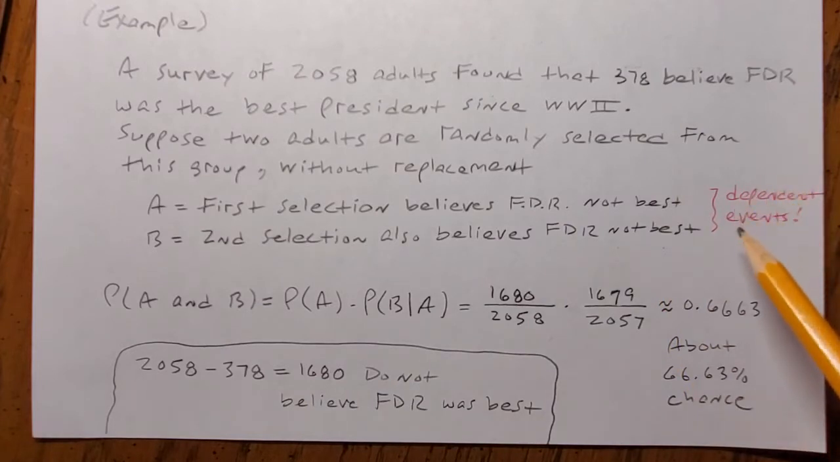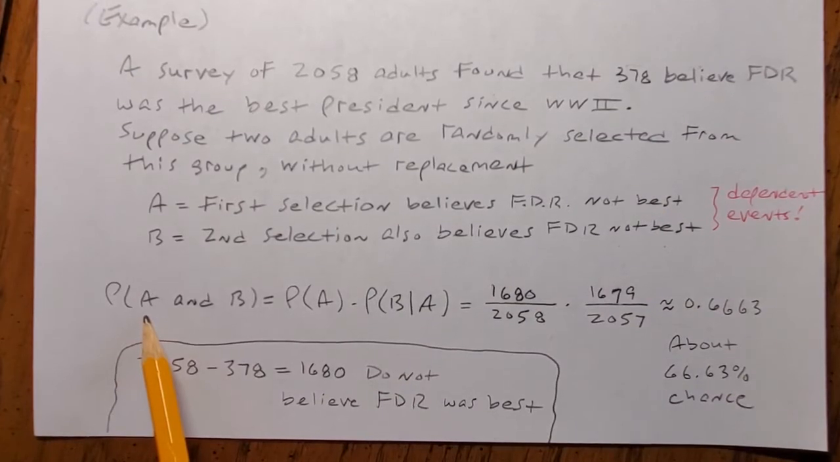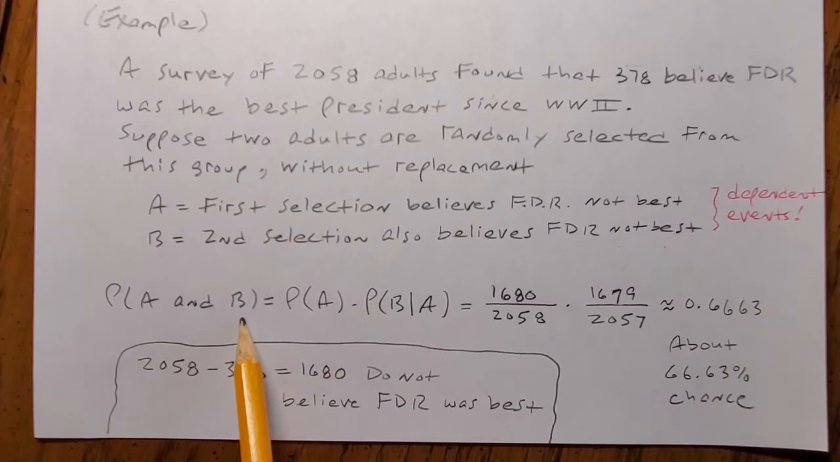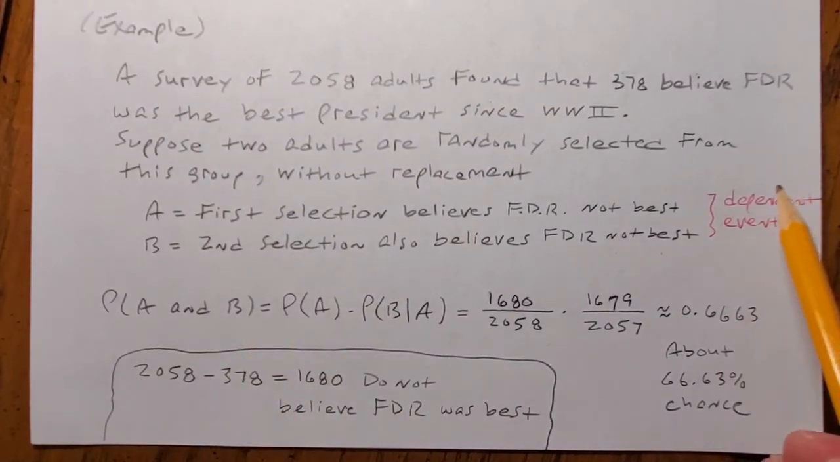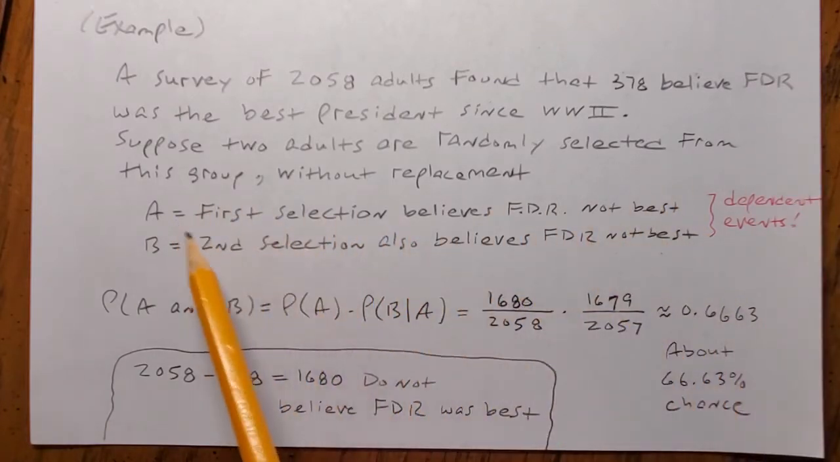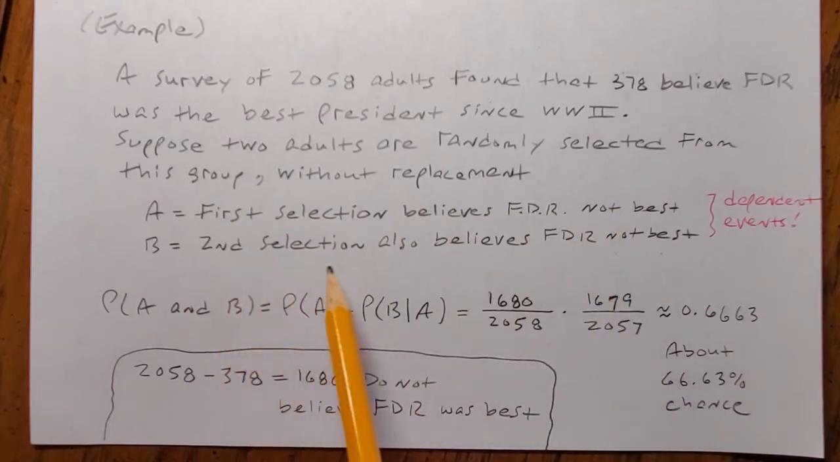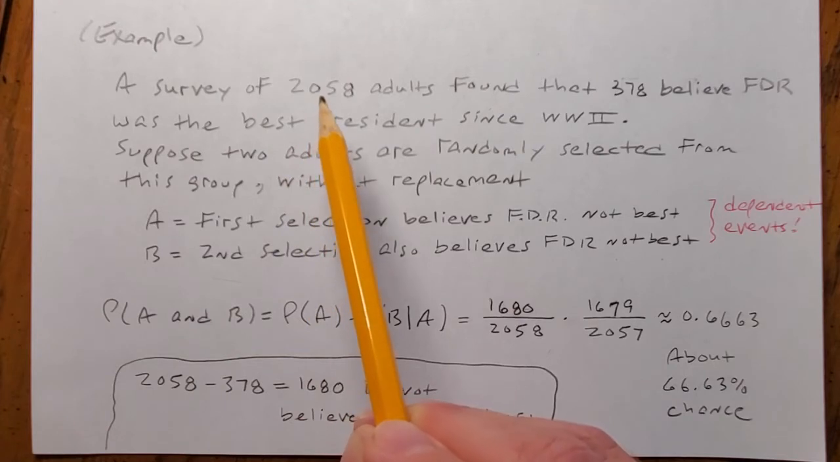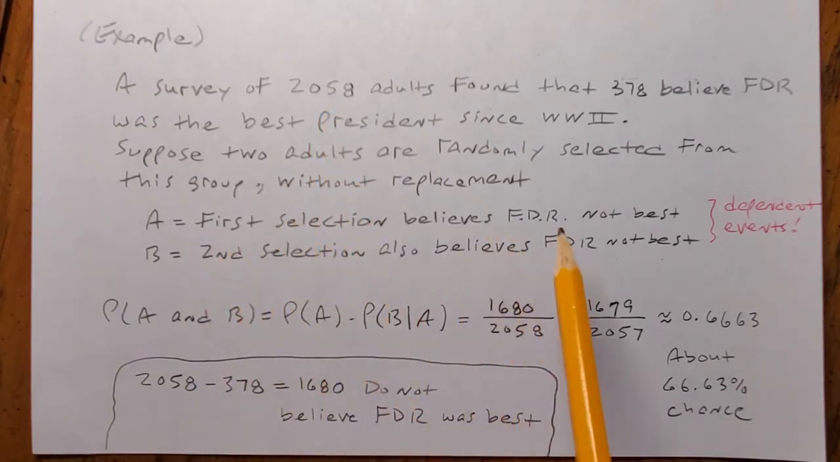Now, once again, we've got to think. If I want to know the odds that the first selection doesn't think FDR was the best president, and also the second person doesn't think FDR was the best president, those are dependent, right? Because if I make that first selection and take them out of the group, then the group I'm picking from on the second selection has one less person. It's different than the group that I made the first selection from.